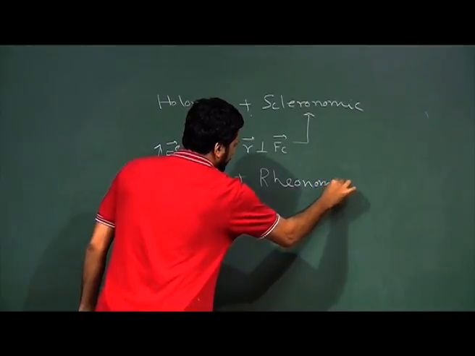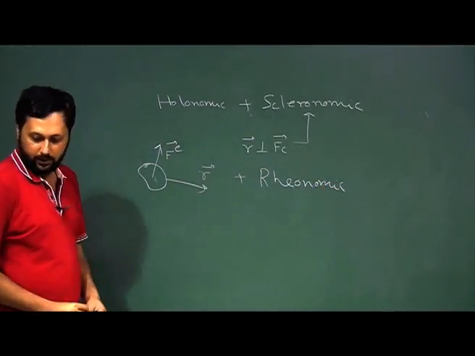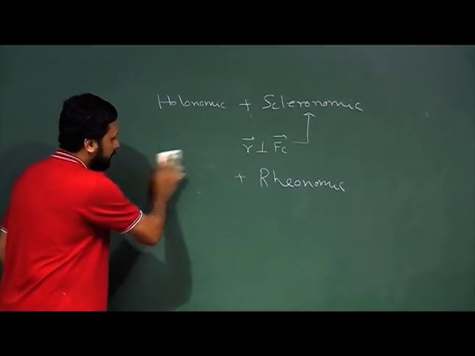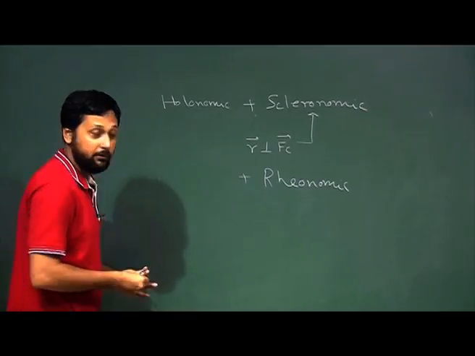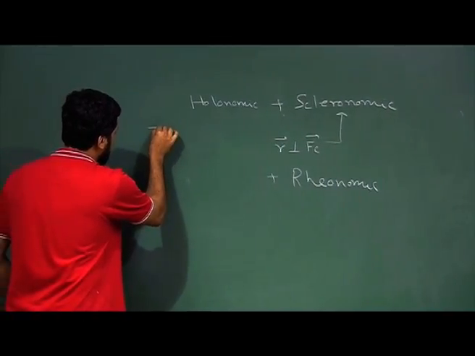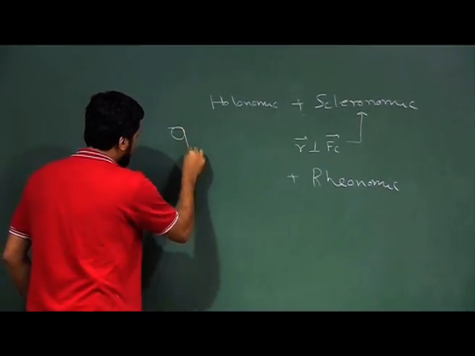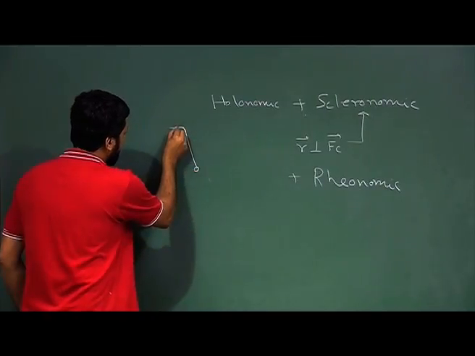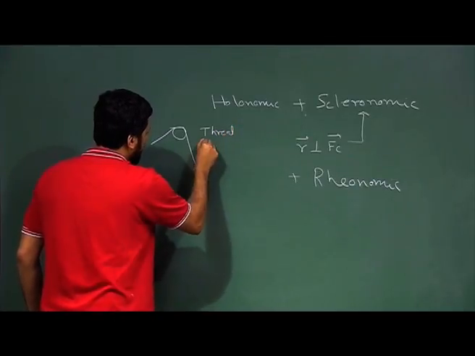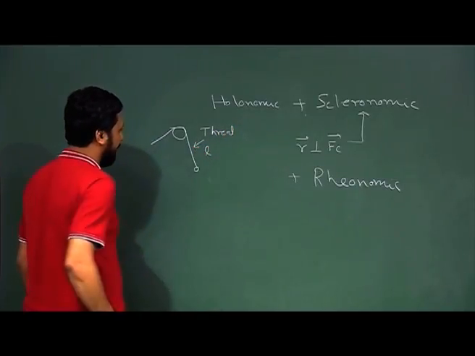Now, if we have holonomic plus rheonomic, that means when the constraint is changing, the condition of constraint is changing as a function of time. So, the example we gave was the following. Let us say there is a pulley here and a pendulum on the other end of the thread. So, this is the thread of the pendulum which has a length L.